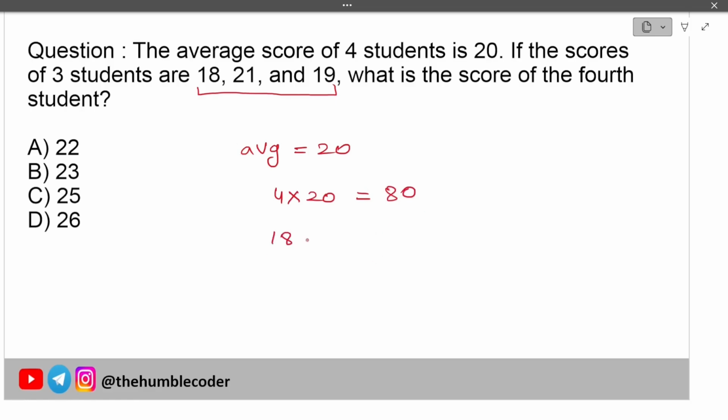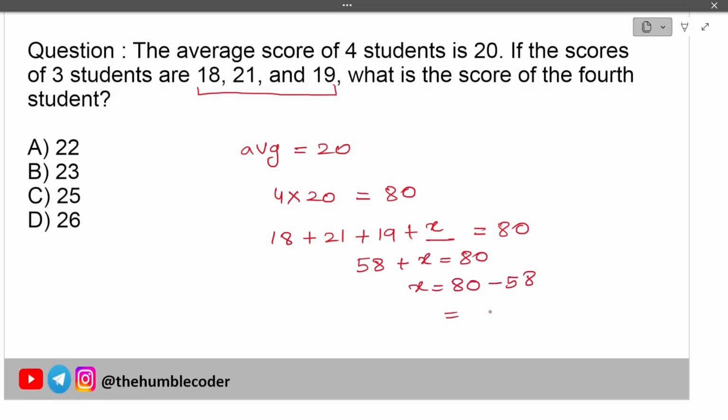So what we can do is then 80 plus 21 plus 19 plus one more student, which we will consider as x, and then we will do 80. Okay, and now what will we do? We will calculate 18 plus 21 plus 19. So this will sum up to what? It will be 58, plus x equals 80. x equals what? 80 minus 58, and this will be 23. So the correct answer will be option number B. Okay, so let's now move on to the next question.